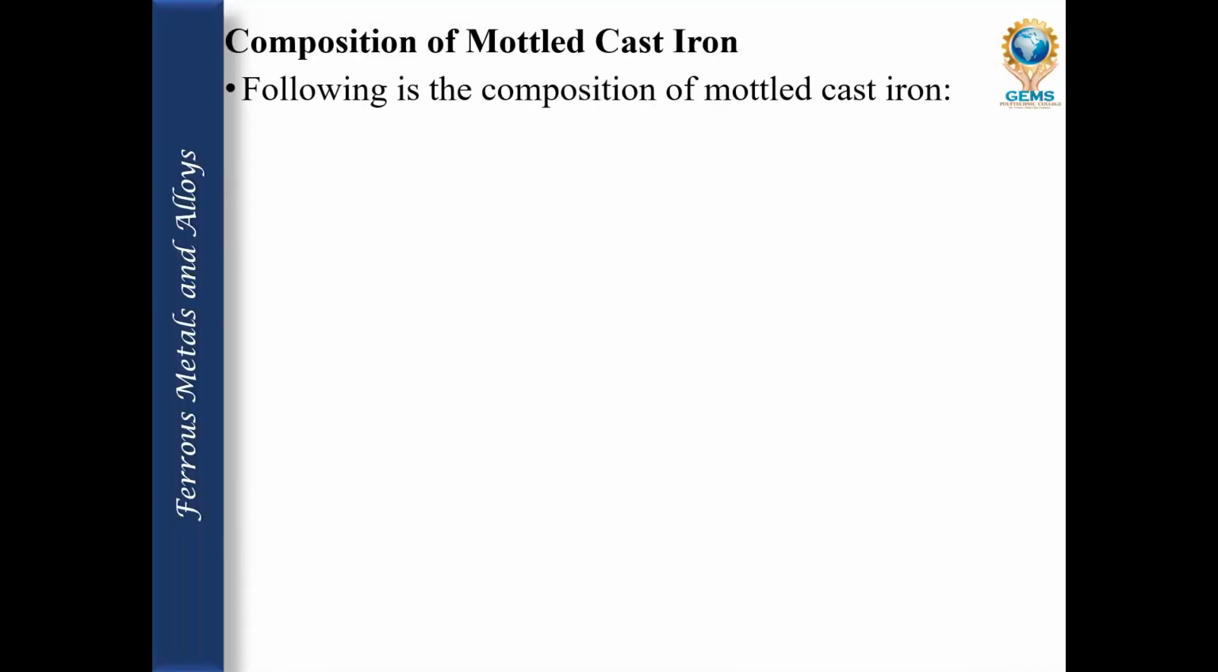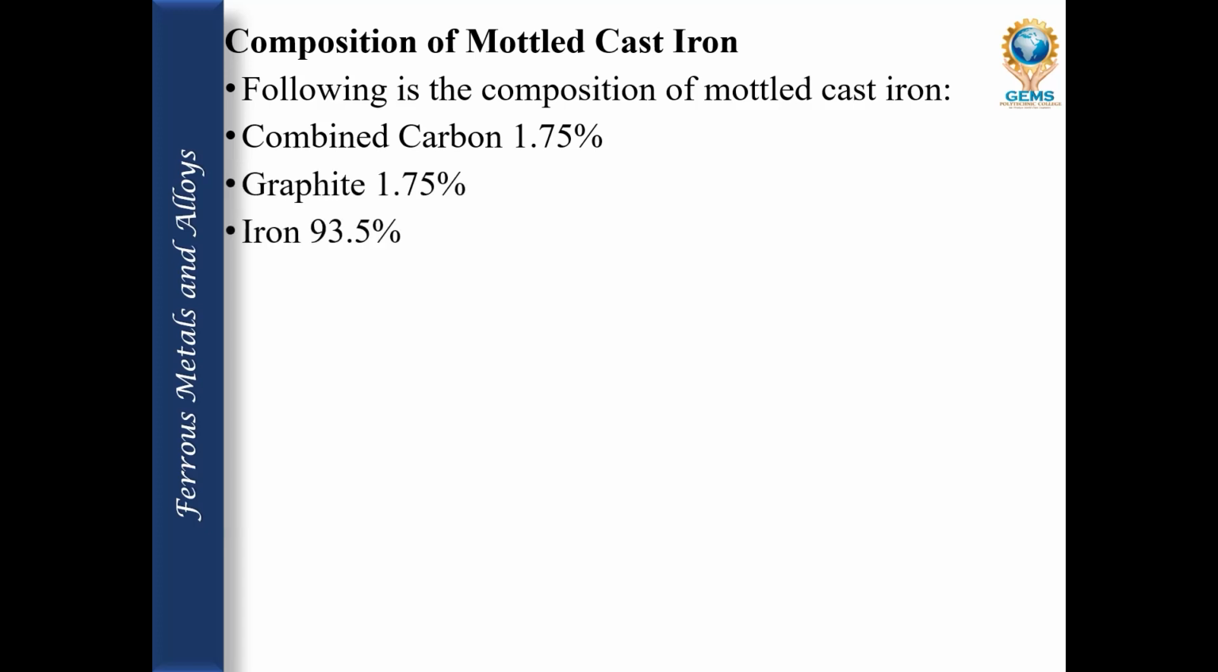The composition of mottled cast iron is a combined carbon of 1.75%, graphite of 1.75%, and iron 93.5%. The remainder are impurities. So it has been combined with 1.75% of carbon and 1.75% of graphite, and 93.5% would be iron. Totally, how much is coming is 3.50. So 93.5 plus 3.5 would come to 97%. The remaining 3% would be the impurities.